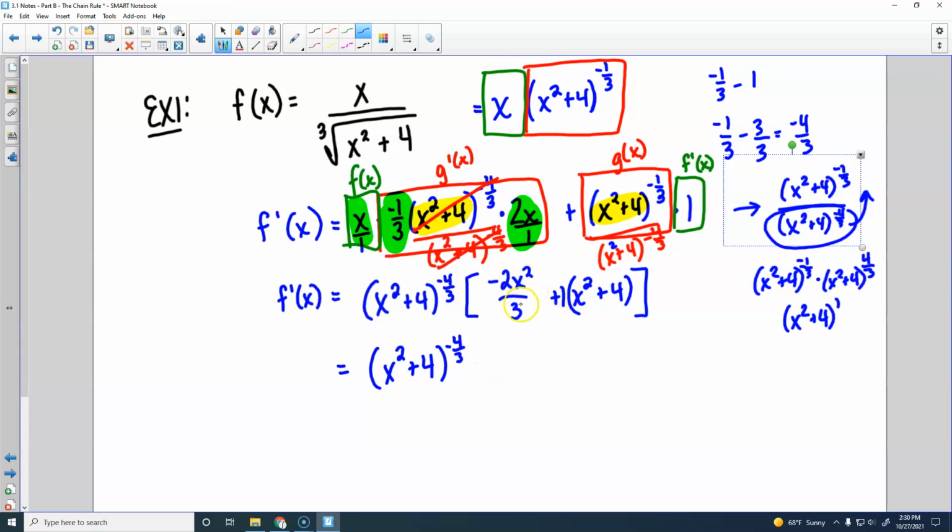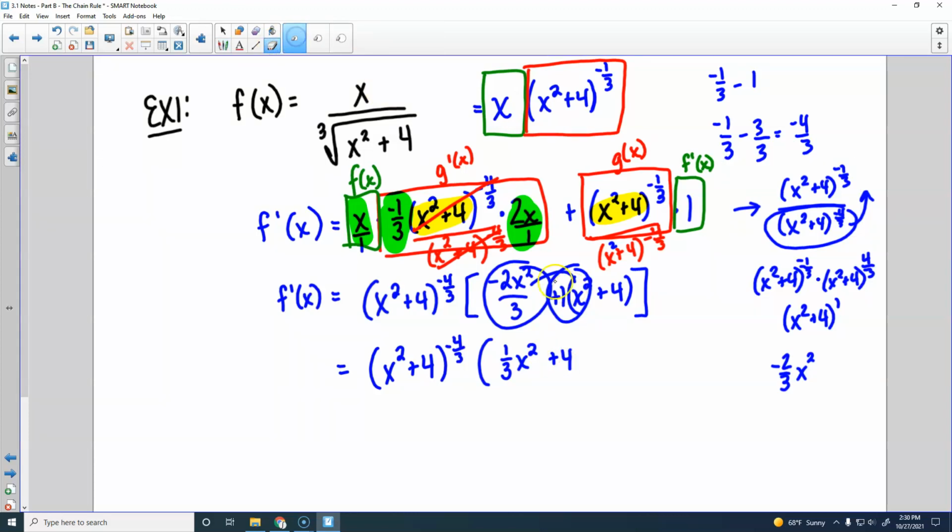So I can write this like negative 2/3 x squared. I could either write it like that, or I could write it like this, negative 2/3 times x squared. So I can put the negative 2/3 x squared and the x squared together, and that's going to give me a positive 1/3 x squared plus 4. Sorry, I made that look like I was distributing. I was not distributing. I'm just combining like terms there.